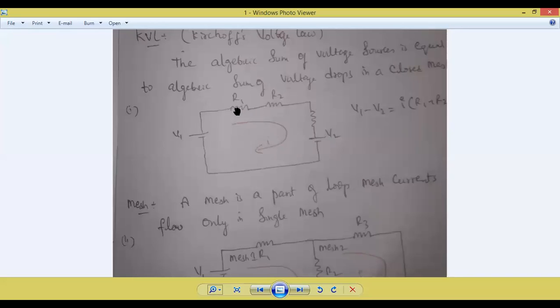And the remaining part is what? I into R1 plus R2. I into R1 plus R2. So you have to draw the circuit and write the equation. That is what the examiner will see. So this is what we say, algebraic sum of voltage sources. All the voltage sources should be written on the left hand side. And all the drops, I into R1 plus R2, is nothing but the drop.